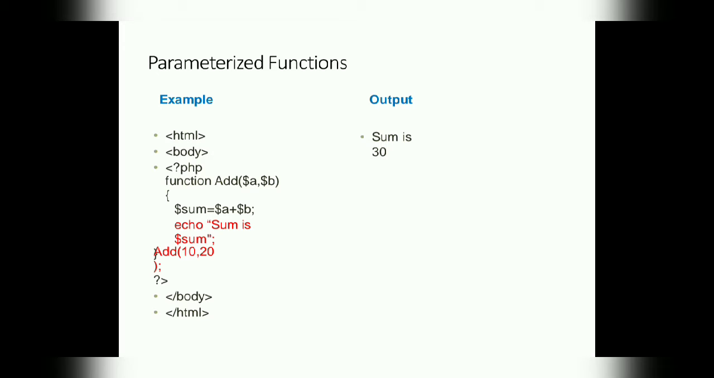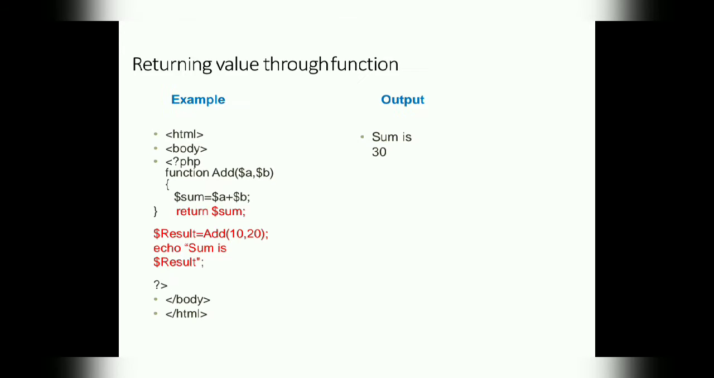So I am going to sum these two variables: $sum equals $a plus $b, and printing the statement with echo, that is echo sum is $sum. I am returning that variable, and calling add with 10 comma 20. So add is basically a standard syntax for adding two numbers. Okay, and close the body tag as well as the HTML tag. So what will be the output? Sum is 30, that is the addition of a and b.